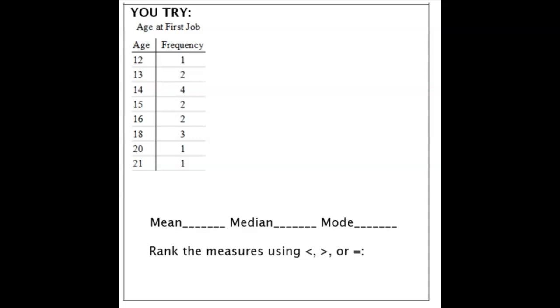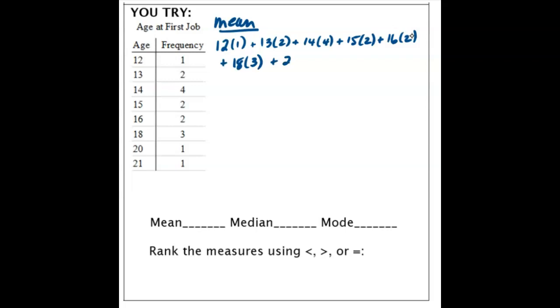So in order to find the mean, what we would do first is take all the ages and multiply them by their frequencies, and then divide by how many numbers are represented on this frequency table. So I would do 12 times 1 plus 13 times 2 plus 14 times 4 plus 15 times 2 plus 16 times 2 plus 18 times 3 plus 20 times 1 plus 21 times 1.